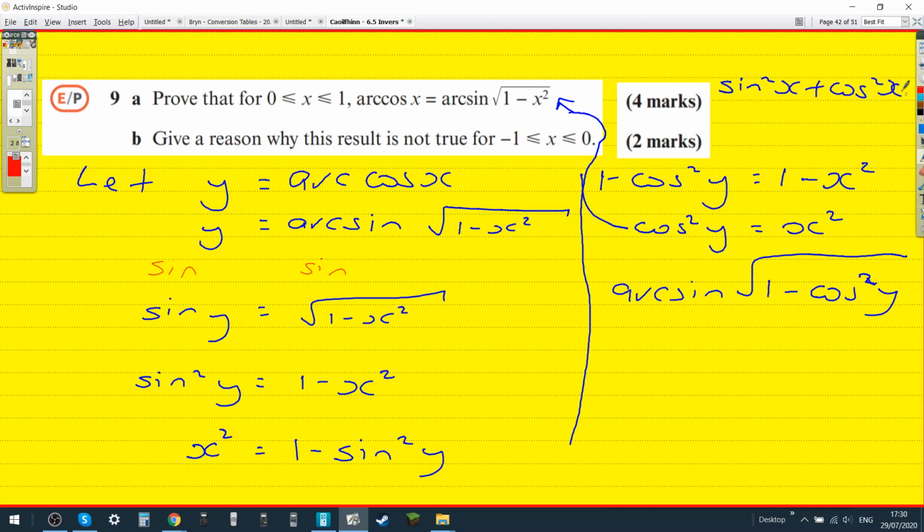This is what you must never forget. So what is 1 minus cos squared y the same as? Sine squared y. Oh, yeah. So arc sine square root of sine squared y. What is the square root of sine squared y?